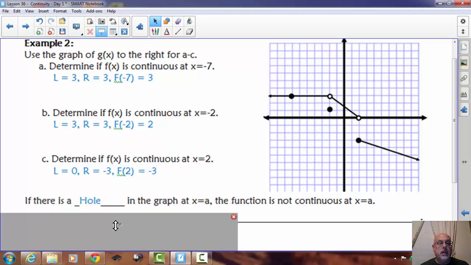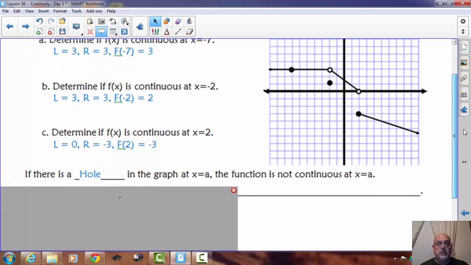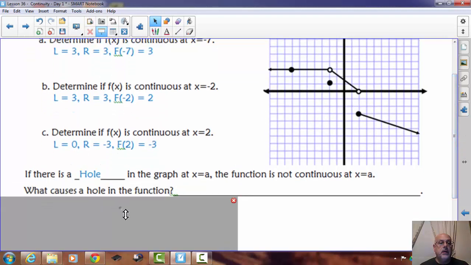Let's take a look here. If there's a hole in the graph, the function is not continuous at that value. Now the question that I'd like everybody to think about so you can answer in class is what causes that hole in the function? This hole, that hole, the ones I'm pointing to with the cursor. What causes those holes in the function? It's something we've talked about. So think about that, and we'll talk about that in class.